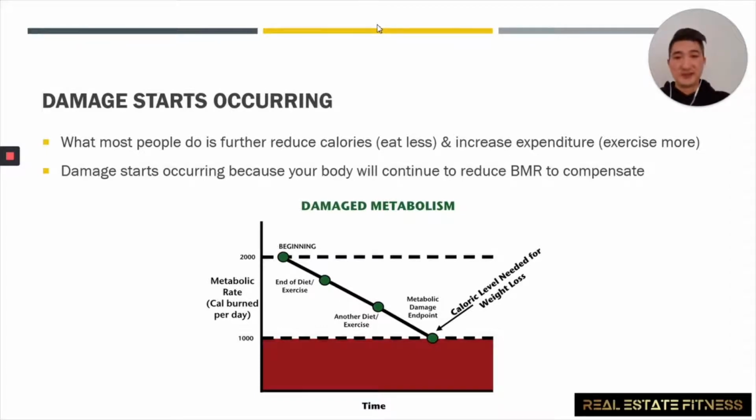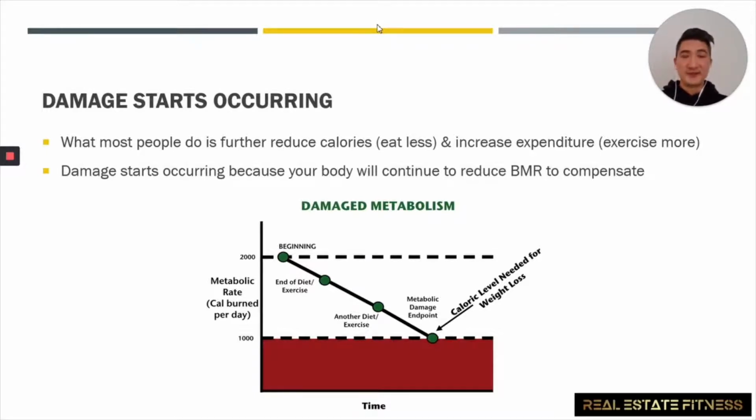if your starting BMR is 2,000 and you keep reducing your intake and you keep increasing expenditure, and you're not taking a break, then ultimately your BMR is going to drop to a level where it is damaged. It's absolutely damaged, and the recovery from the damage you've caused to your metabolism is a lot harder than the weight loss itself.